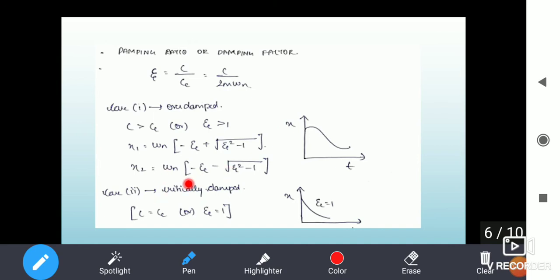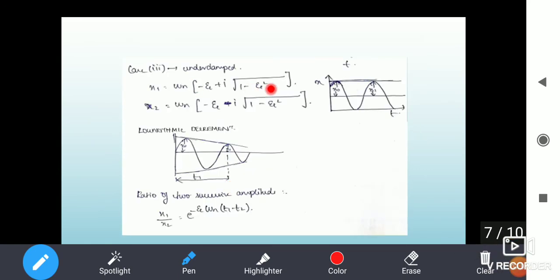The next one is critical damping. In critical damping, C will be equal to Cc, so the damping coefficient will be equal to the critical damping coefficient and zeta will be equal to 1. Critical damping is used in automobiles for the suspension system. The mass moves back rapidly to its equilibrium position in the shortest possible time. Once the load is removed, it returns to its equilibrium position as quickly as possible. We can also take the example of a measuring instrument with a needle. The needle has to return to its equilibrium position or starting point very quickly. So there we are using critical damping.